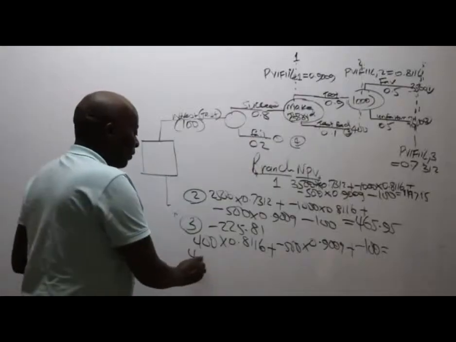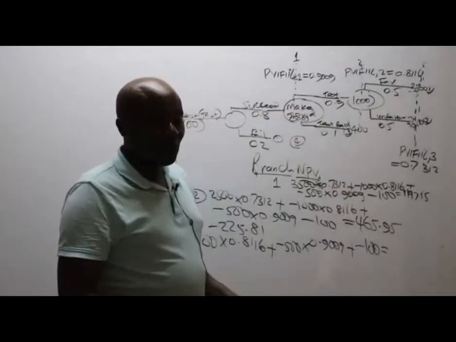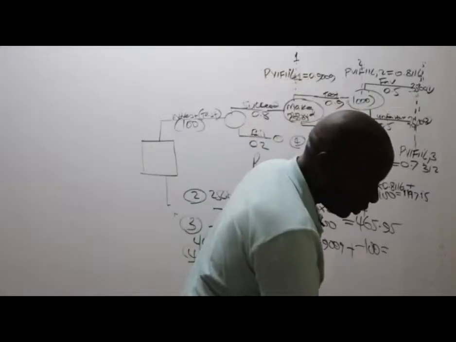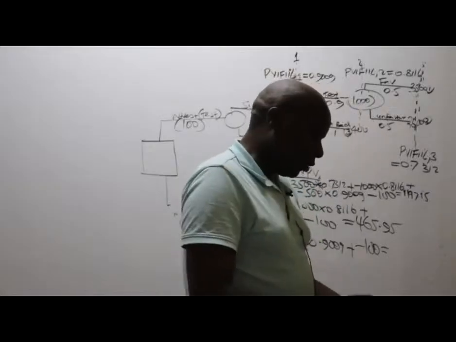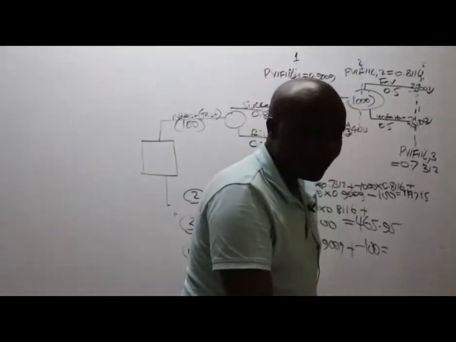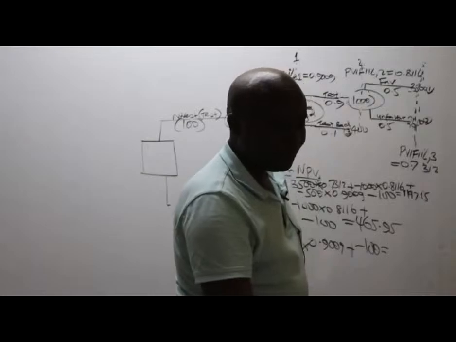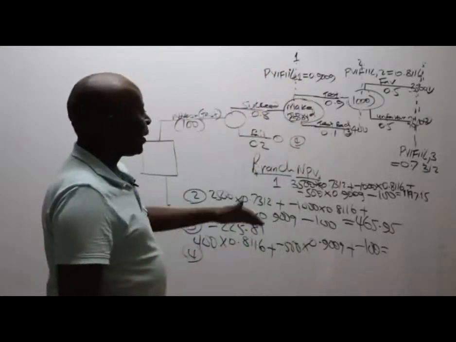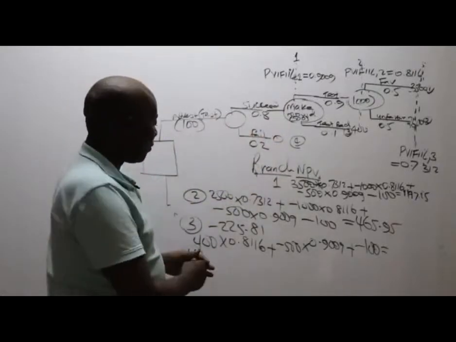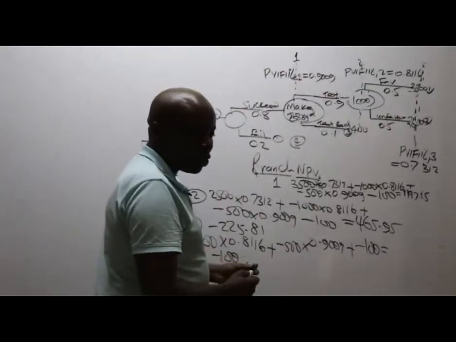And then you go to branch number 4. What do we have in branch number 4? Branch number 4 has no cash flow there, 0. Minus 100. So branch number 4 is minus 100. Thank you so much.